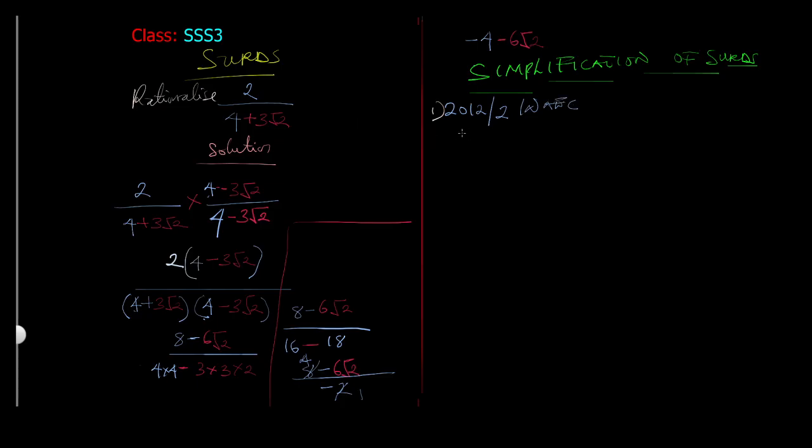It says, simplify, and we are having 3 square root of 5 times 4 square root of 6.